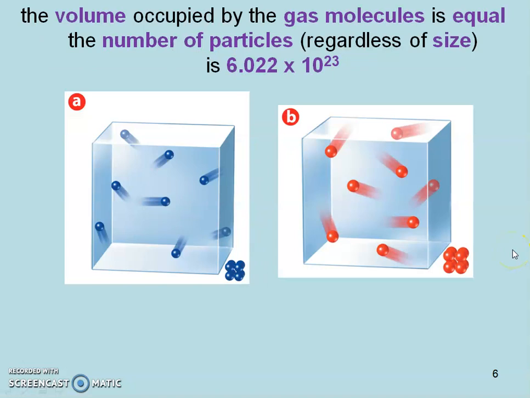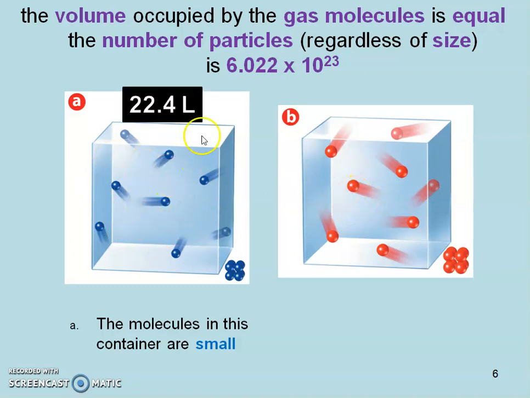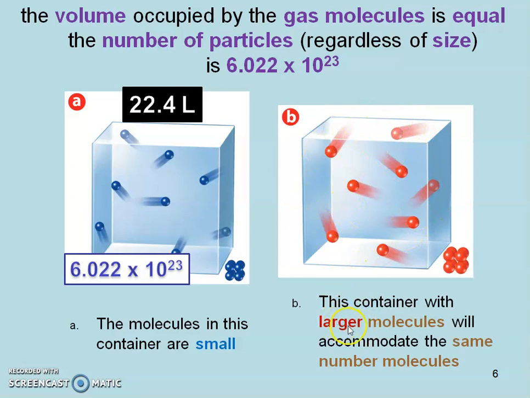So let's look at these two boxes. The volume occupied by the gas molecules, regardless of size, is going to have the number of particles be this Avogadro's number. In this instance, the molecules in this container are rather small, smaller than this container, but if we have 22.4 liters, we're going to have Avogadro's number of particles. If we're looking at this container as a comparison, the larger molecules in here are going to have the same number of molecules, again, as long as we have 22.4 liters.